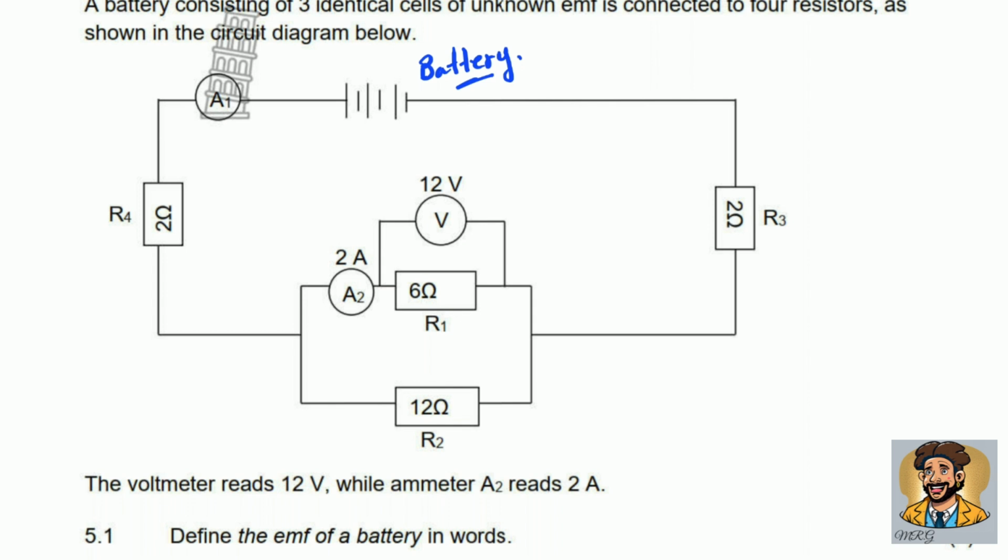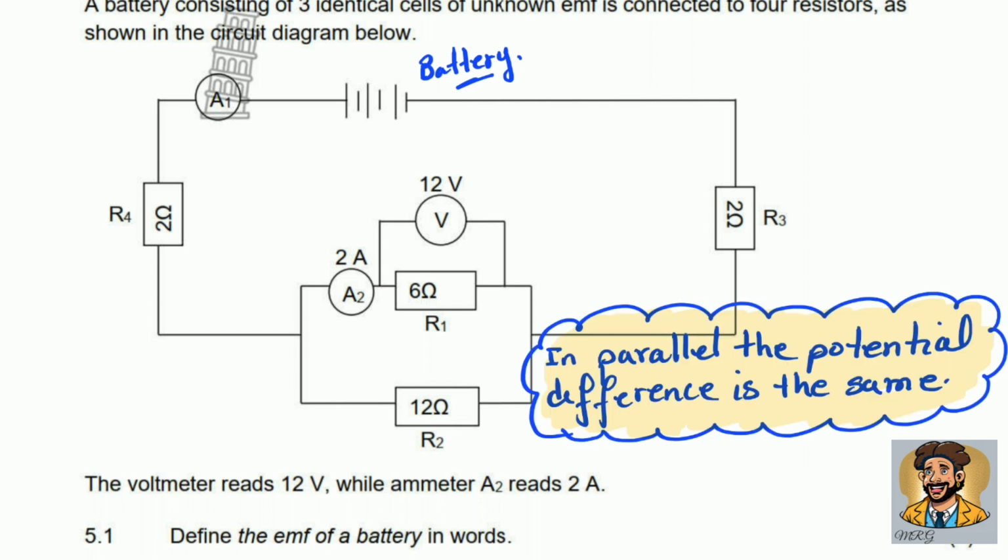And the current is only for that specific resistor there as well. Now, before we move on, the 6 ohm resistor and the 12 ohm resistor are connected in parallel. In parallel, the potential difference is the same. You must write that note somewhere. In parallel, potential difference is the same and therefore the potential difference of the 12 ohm resistor is going to be equal to 12 volts. That is important to know for now.